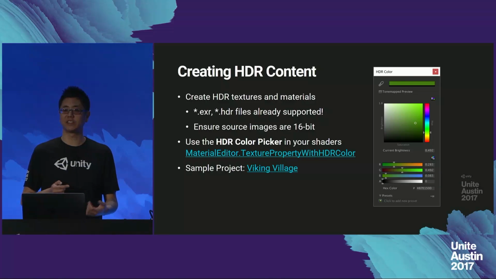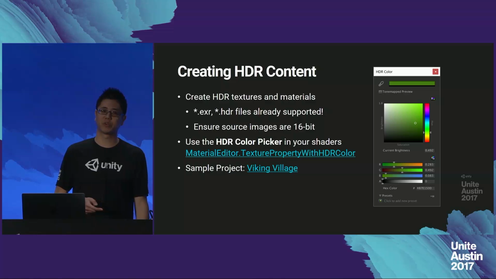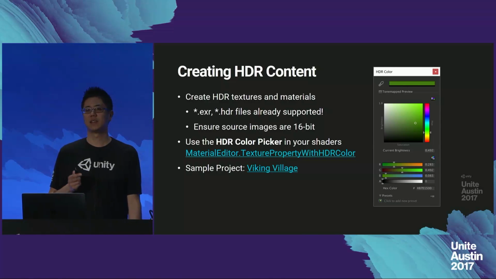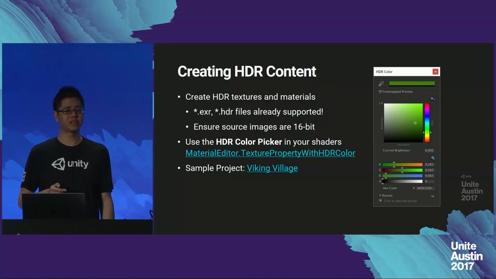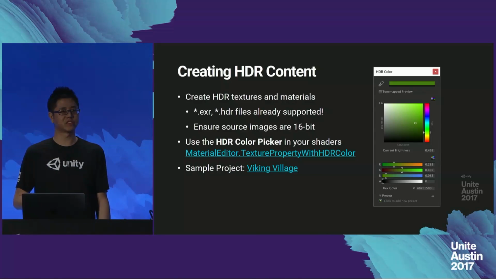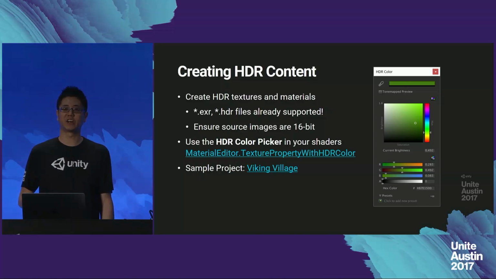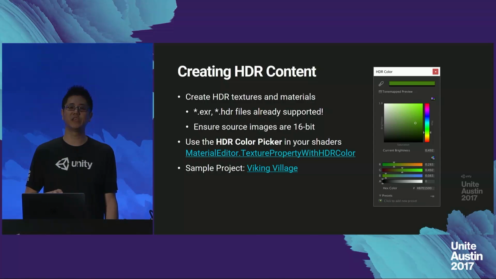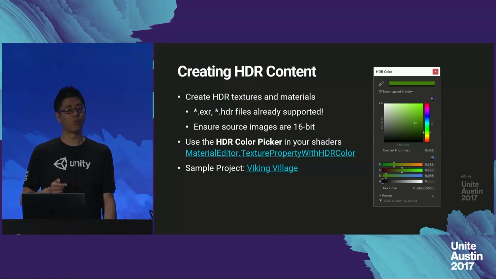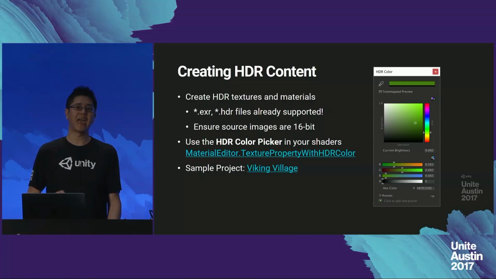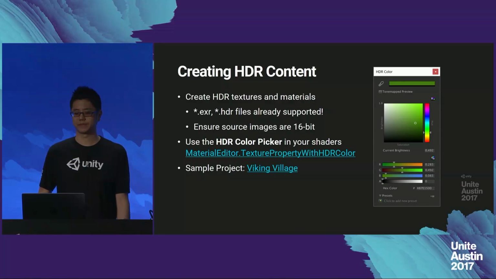As for HDR content creation, Unity actually makes it pretty easy by already supporting industry standard HDR formats like OpenEXR. The texture importer will also automatically choose the right HDR format for the output texture when you import them. Your shaders can also take advantage of something called the HDR color picker built right into the Unity editor. It looks incredibly similar to the regular color picker with the addition of a brightness selector and the ability to look at the tone map preview.